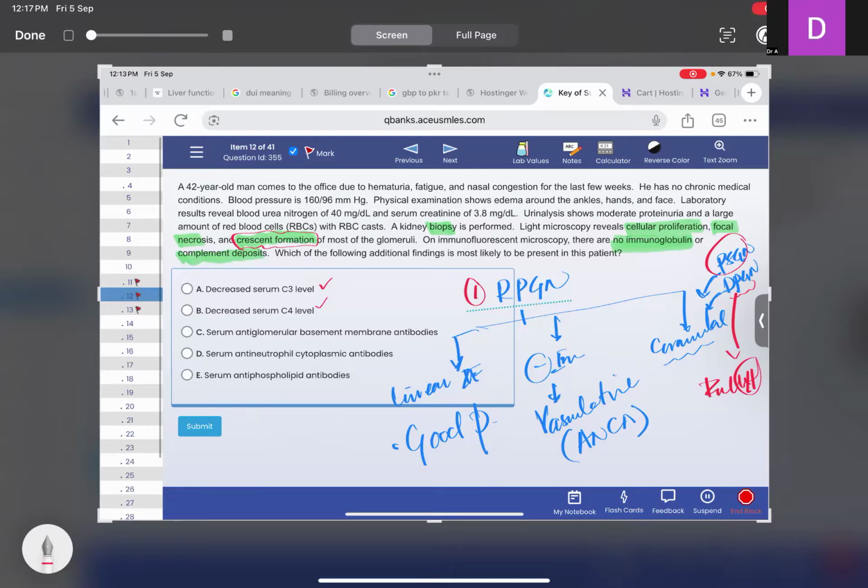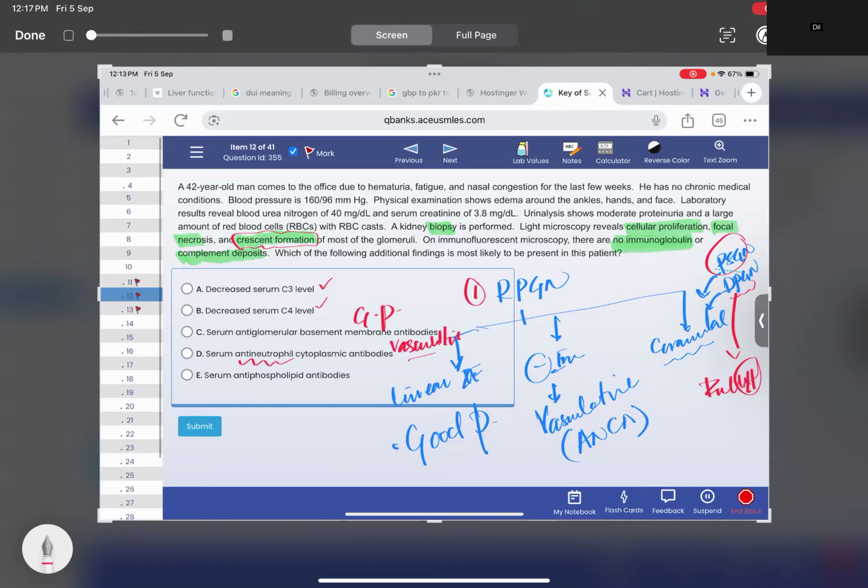The third one, serum anti-glomerular basement membrane antibodies. Yes, antibodies against basement membranes are Goodpasture syndrome, so we have Goodpasture, okay? Yeah, so it can be Goodpasture. And what about D? Anti-neutrophilic antibodies, that's vasculitis, okay? So all can be true, right?